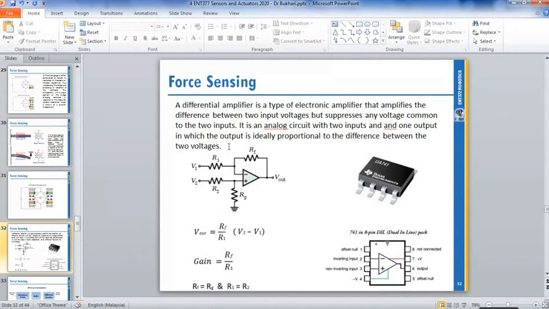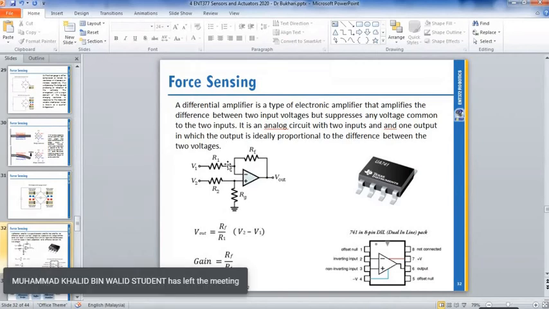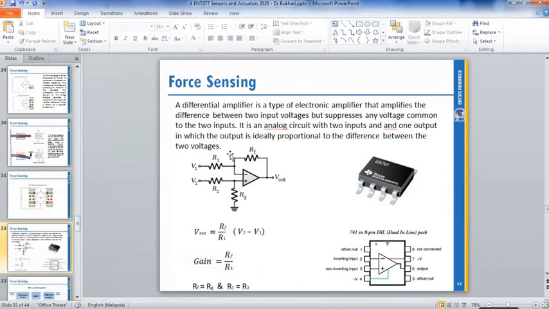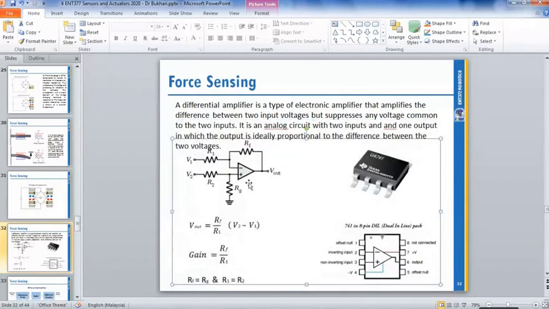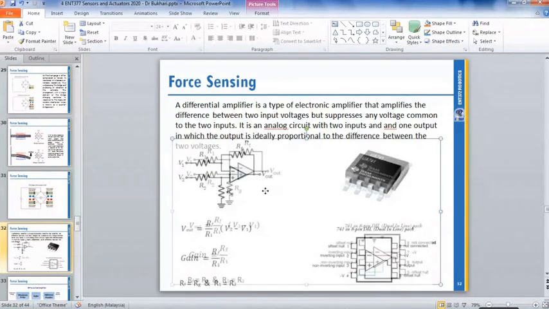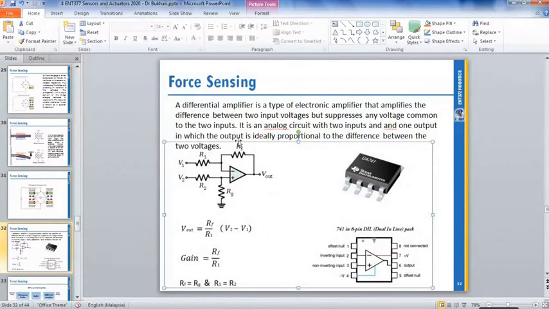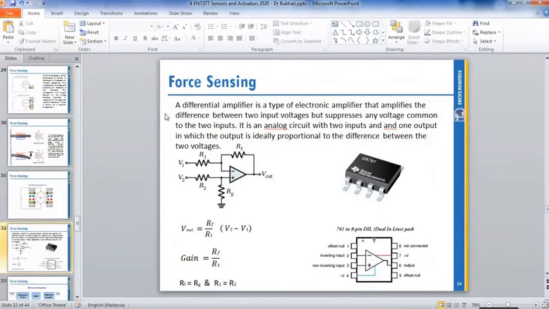Okay, so maybe the result V2 minus V1 is 0.01 volt. 0.01 volt may be too small for the microcontroller, then you need to amplify. So maybe you make RF a bigger value, 10 times bigger. This one you put 1 kilo ohm, this one you put 100 ohm. So 1000 divided by 100, you get 10. So this is how we increase the signal.